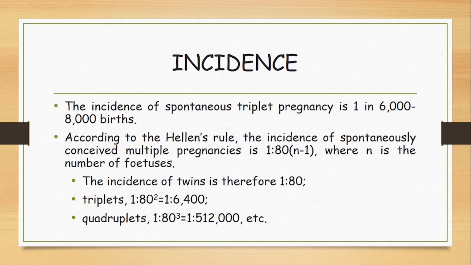The incidence of spontaneous triplet pregnancy, three fetuses growing at the same time, is about 1 in 6,000 to 8,000 births. According to Hellin's rule, the incidence of spontaneously conceived multiple pregnancies is in the ratio 1 in 80 to the power n-1, where n is the number of fetuses. So the incidence of twins is 1 in 80, and triplets is 1 in 80 squared, that's 1 in 6,400 births. And that of quadruplets is 1 in 80 to the power 3, so 1 in 512,000 births, and so on, using the formula.